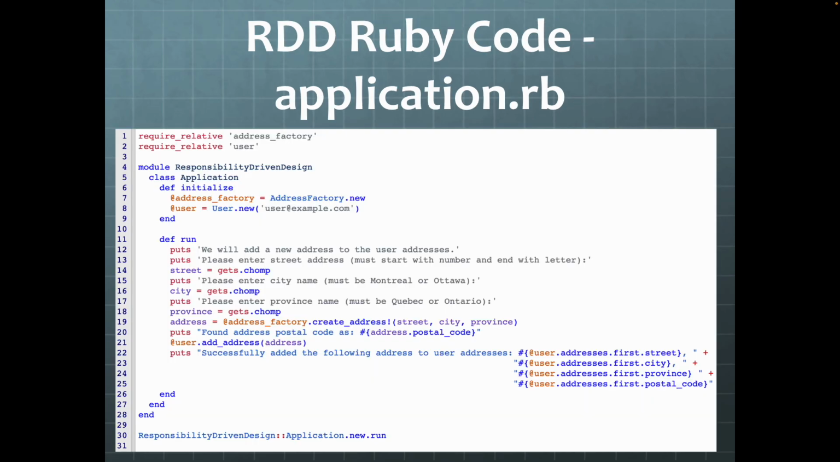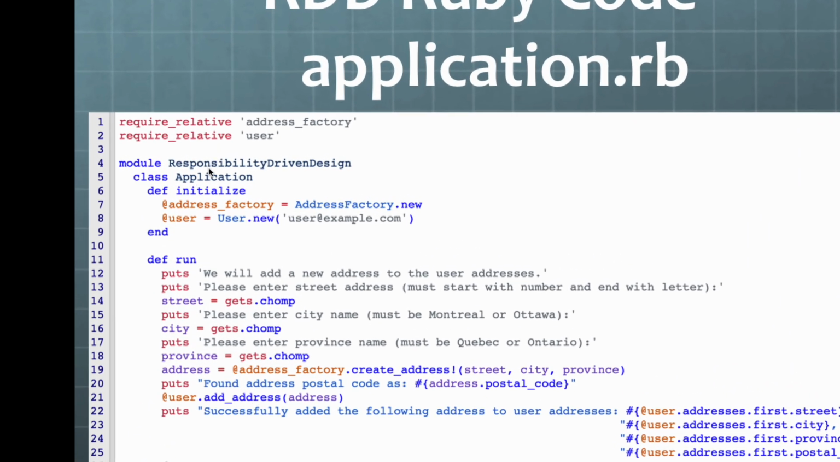So let's start with the code. I built a really dumb command line application. Right now it's namespaced under responsibility-driven design, which is just the common namespace. But it's just the application. When I initialize it, it creates an address factory and a user. Here I'm importing an address factory and a user, requiring them. And then here, it's going to do command line collection of data.